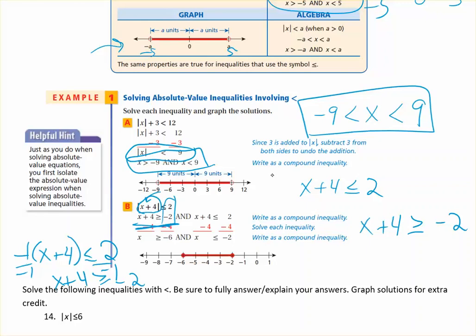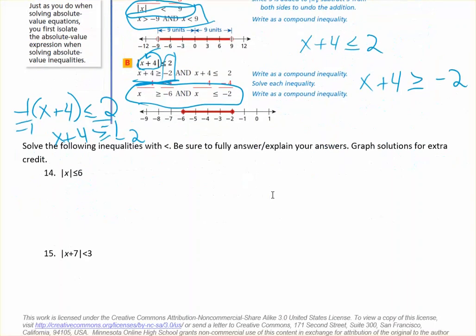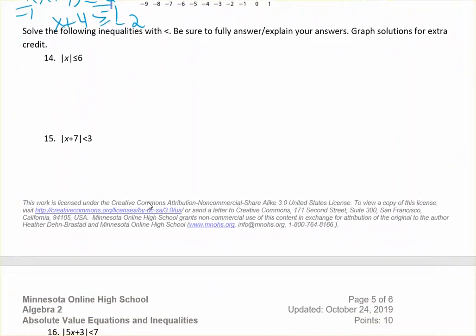And then you solve both of these inequalities and you get your solutions, and then you would graph your solutions if you're told to graph them. So in these problems, you don't have to graph. You can do that for extra credit if you want. All right, so these examples of lesson, let's do 15.